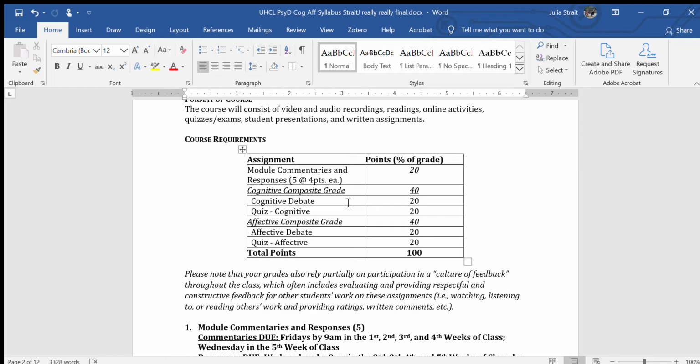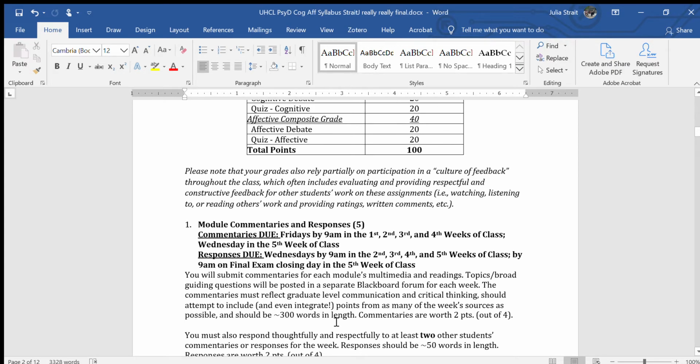The first thing you're going to be doing is writing commentaries each module. I say module, this is currently a 5-week course. You will complete one module per week. So there are 5 modules. Each week you will write one commentary and 2 responses to your peers, and there's some details down here. They're due Friday by 9 a.m., first, second, third, and fourth weeks of class, and in that 5th week, since it's truncated in the middle of it, they'll be due on Wednesday.